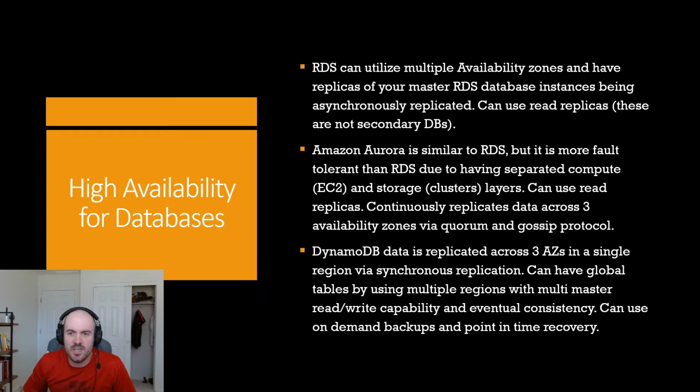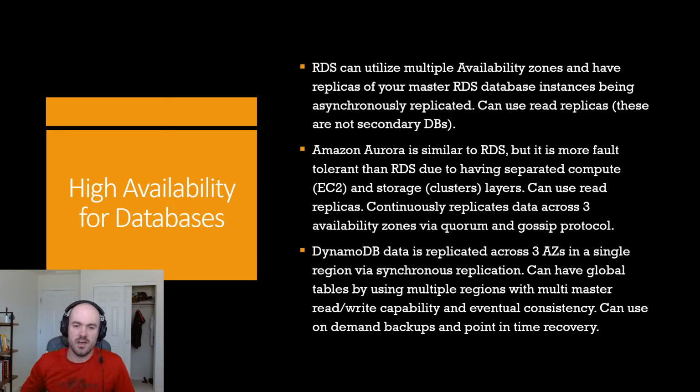You've got Amazon Aurora, which is similar to RDS, but it's going to be more fault tolerant than RDS because, like I've mentioned a few times in past lectures, it separates the compute and the storage layers. It can use read replicas, and it continuously replicates your data across three availability zones via something called the Quorum and Gossip protocol, which isn't something you really need to go into at all for this exam, so don't worry too much about that. But just know that Amazon Aurora is highly available. It replicates your data across three availability zones.